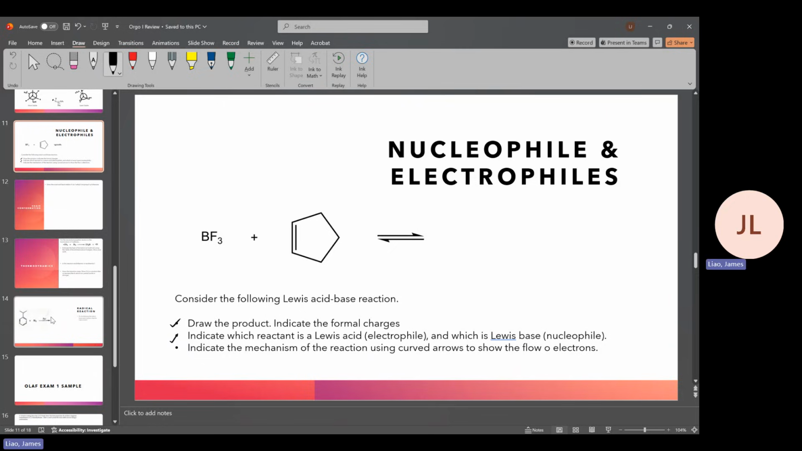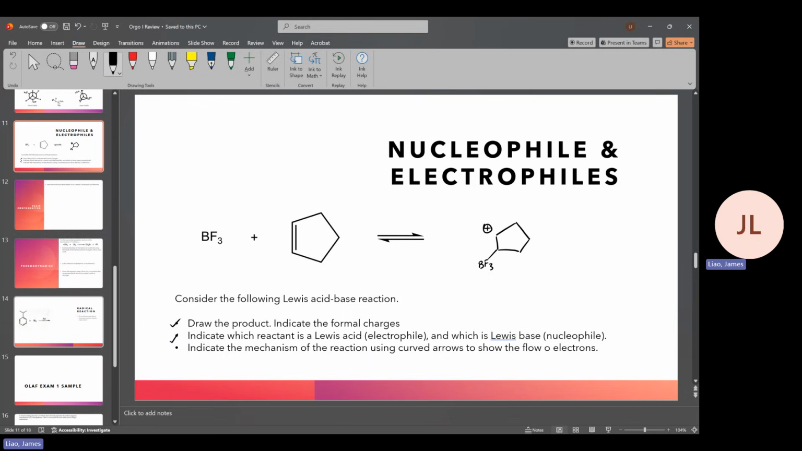So the first thing we need to do is draw the product. To draw the product, we need to put them bonded together. I'm just going to draw this out, so these are together. There's a reaction of a cyclic molecule with an alkene. I'm going to put a BH3 right here. So that gives the bond, but at the same time it lost the bond. So that means I'm going to have to put in the intermediate with a formal charge.